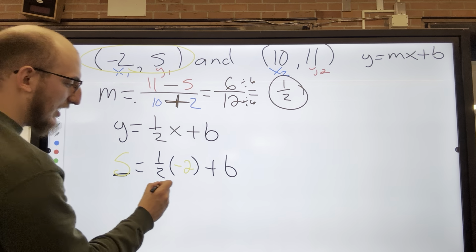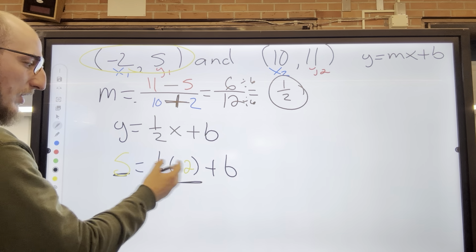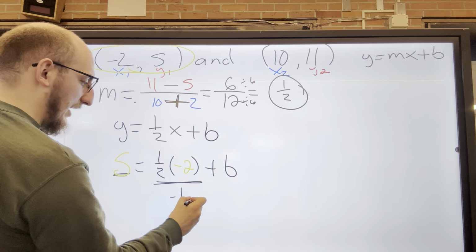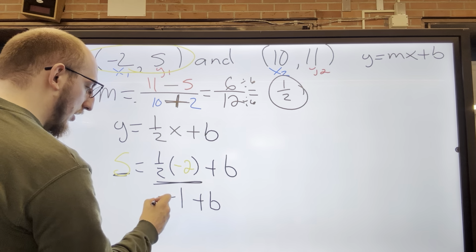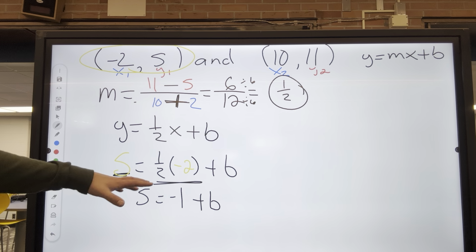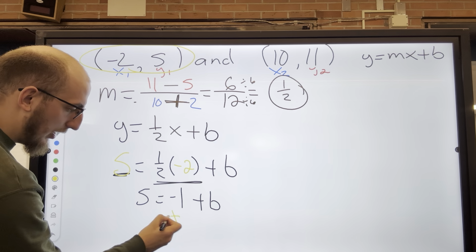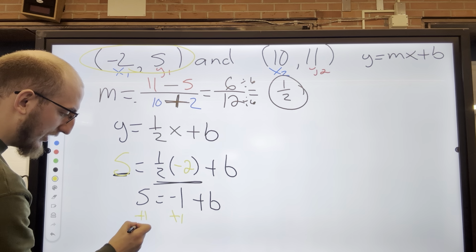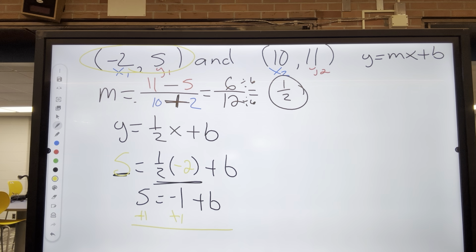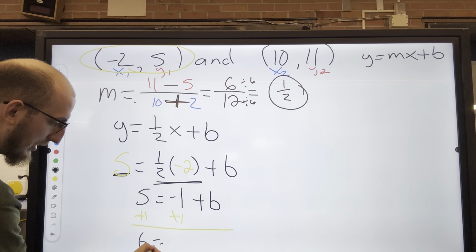So, I'm going to equate this. What is 1/2 times -2? Well, 1/2 of 2 is 1, and they keep it negative. And I'm going to drop down the other side. And now, this is a one-step equation, ain't it? How do we get b by itself? Why don't we add 1 to both sides of the equation? So this right here gets me 6 equals b.